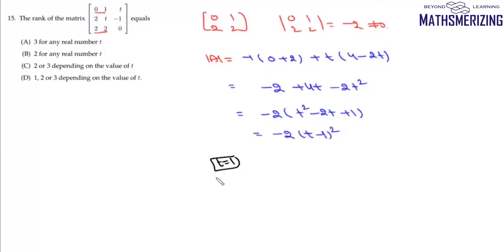If t is 1, then in that case rank of A will be 2, and if t is unequal to 1, then the rank of this matrix will be 3. So this rank will be 2 or 3 depending on the value of t, and that's your option number C.